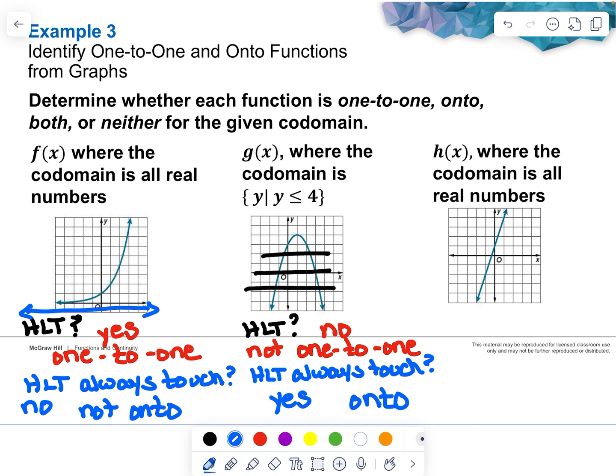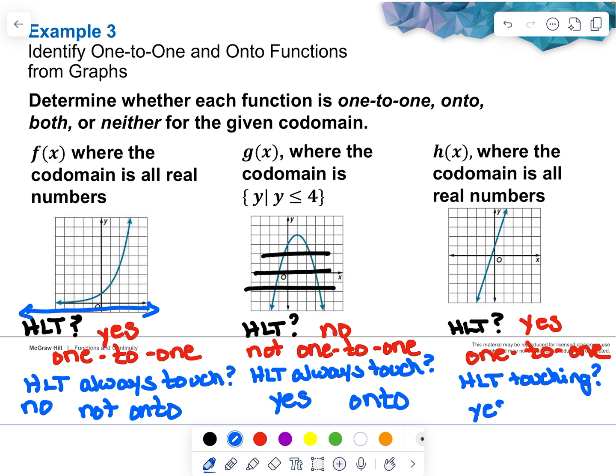For the third one, we have a straight line. So does it pass the horizontal line test? Hopefully you can see that is yes. So it is one-to-one. And the codomain is all real numbers, so this line goes forever up and down. When I draw a horizontal line, will it always be touching our graph? The answer is yes. So it is also onto.